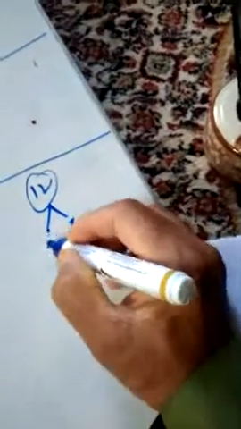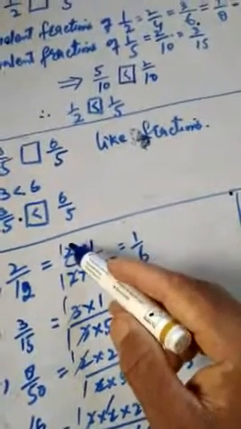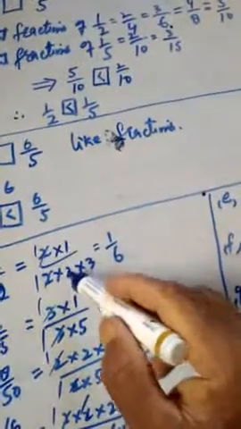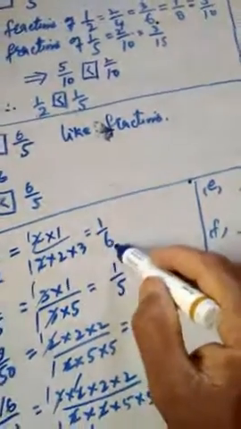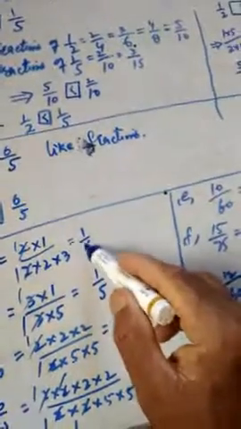2 6s are 12, 2 3s are 6, that is 2 into 2 into 3. Here it's 2 into 2 into 3. The 2 and 2 are common factors. Cancel these. Then there will be 1 by 2 into 3. 2 into 3 means 6, so 1 by 6. When 2 by 12 is reduced to lowest form, it will become 1 by 6.